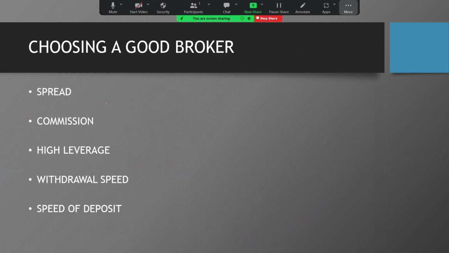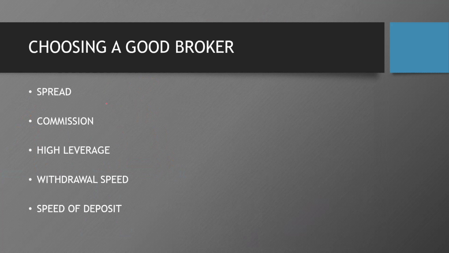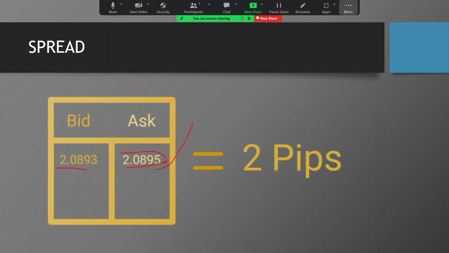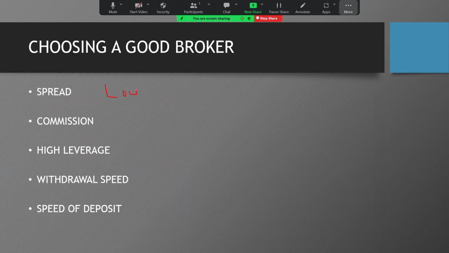Now, choosing a good broker, you need to look at spread and commission. You need a broker that has low spread. You can see this one now. This one is giving us 2 pip spread. We don't want that. Low spread, low commission. Commission is a fee that you pay for them to open a trade for you. Let's say I want to buy UPUSD right now. They will charge a small fee, very small. So they call them commission. You want this commission to be very low or none at all.